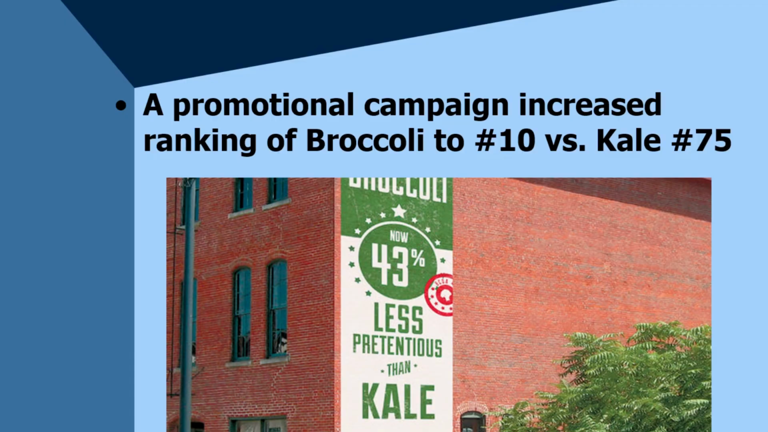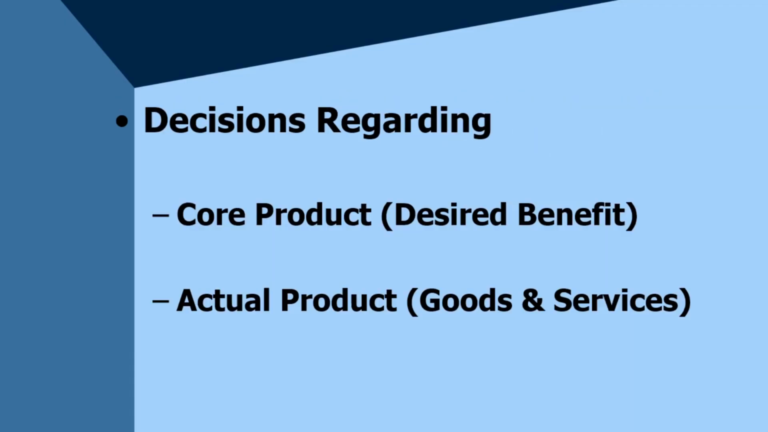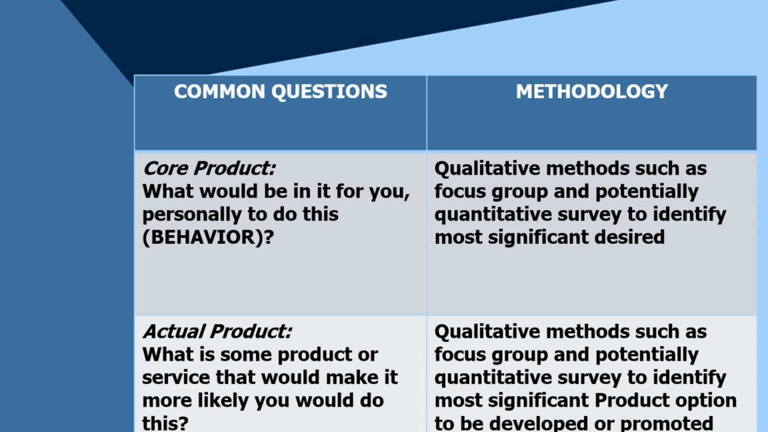And now we enter step 7, when we will be developing strategies for product, price, place, and promotion. So starting with product, this will involve decisions regarding core product and actual product. Research has to help us figure this out. What is the desired benefit, and what goods and services would help? Questions to identify the core product would be ones like, what would be in it for you personally to do this behavior? A methodology could be qualitative methods, such as focus groups, and potentially then a quantitative survey to identify the most significant ones.